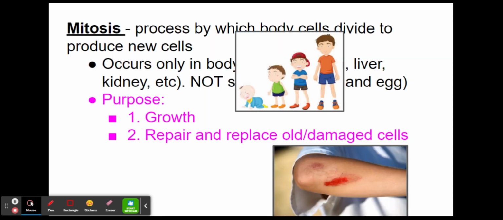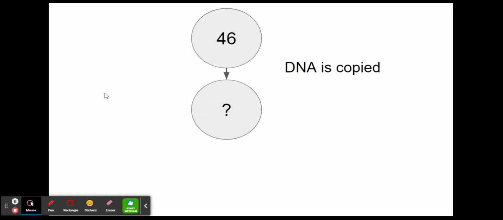So what I would like you to do, you can draw this little drawing next to your definition of mitosis here. So we've got a circle. This is our starting cell. Human cells have 46 chromosomes. They start with 46. So we're going to have a 46 inside of there to represent the 46 chromosomes that you have. You get 23 from your mom and 23 from your dad.